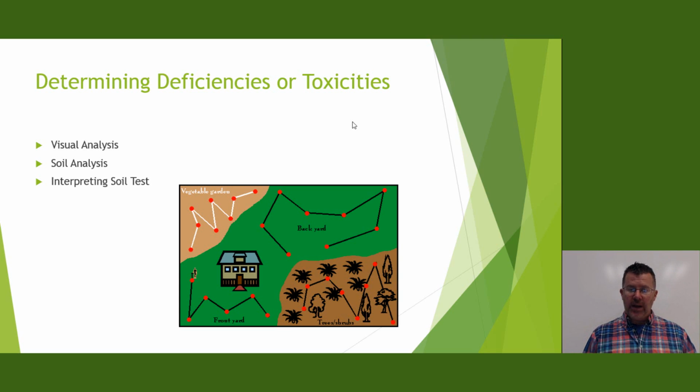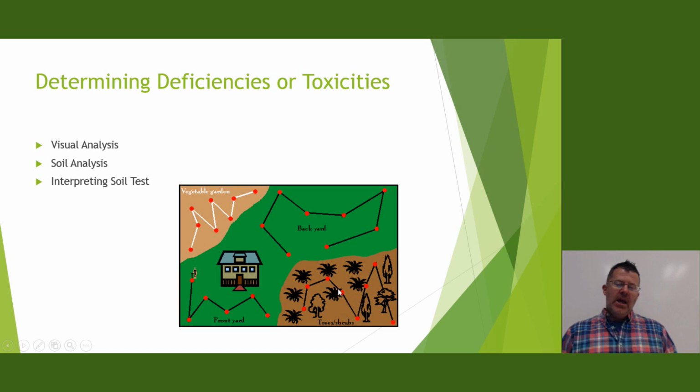Or we can do a soil analysis or soil test. And once we receive those results back, we're going to be able to interpret them. Here, as you can see, a soil sample. They've done their vegetable garden. They've taken 8 samples of their vegetable garden, 8 in their backyard, 6 in the front yard, and 8 in their trees and shrubs. So they've taken all these samples of each area, and they've got 4 locations that they wanted a soil test done for on this property.